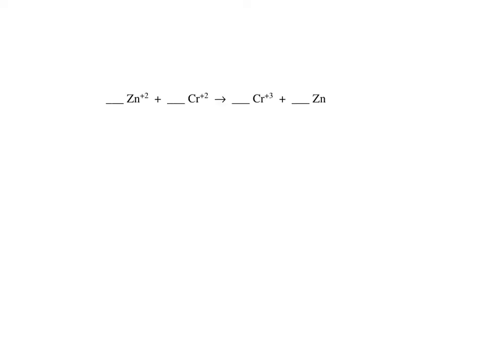All right, let's turn our attention to the next redox reaction. The first step is to determine the oxidation number. Okay, the oxidation number of zinc is going to be +2. It's a monatomic ion. The oxidation number is equal to the net charge. Chromium here is also +2. Chromium 3+ is +3, and this zinc atom is 0.